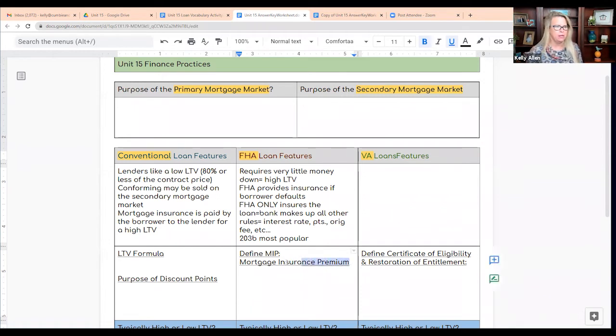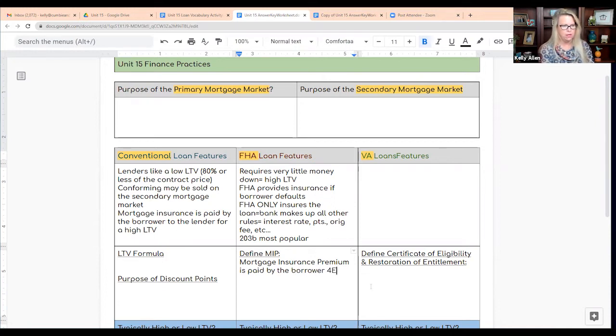All right, so let me go ahead and underline that, and let's write that down. Mortgage insurance premium is paid by the borrower forever.